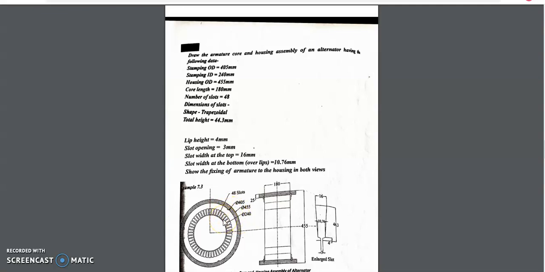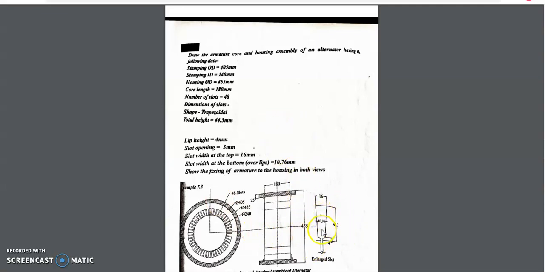Sometimes what will happen is, now they have given 48 slots. After 48 slots, the gap might be more. One small gap you might see. That and all is valid. Okay. So again here also, a trapezoidal slot they have given.